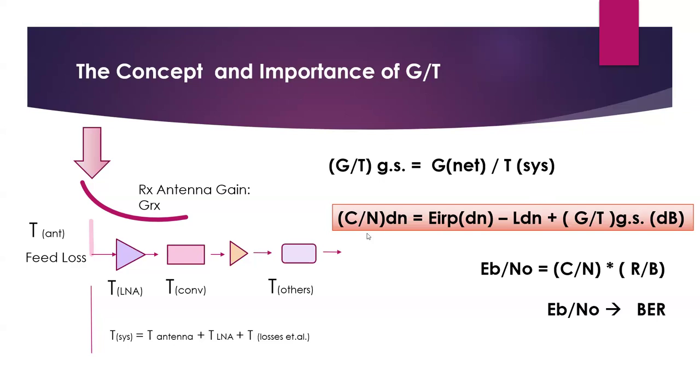Because if you look at the equation of carrier to noise, you obtain the carrier to noise of a downlink by taking the EIRP. This is in the dB land. You take the EIRP, you subtract the propagation loss, and then you add the G over T. So the carrier to noise ratio is basically proportional to the G over T, because these two parameters you usually don't have much control over. So the better your G over T, the better your C over N. And the C over N is very equivalent to the Eb over N0 in the digital world. So this translates directly into the bit error rate, the quality of your digital signal.